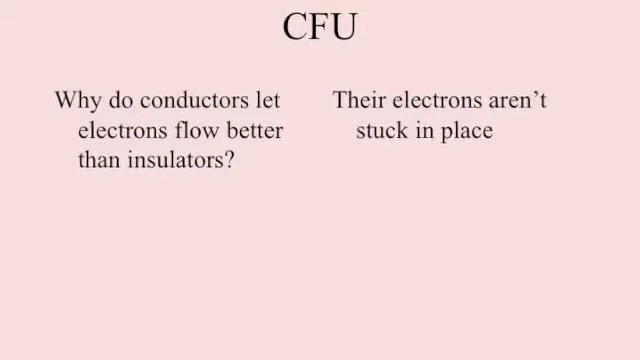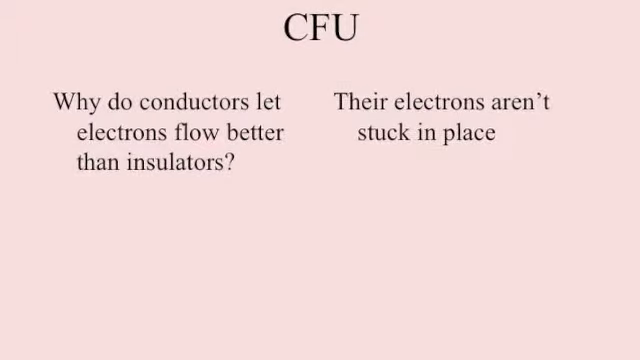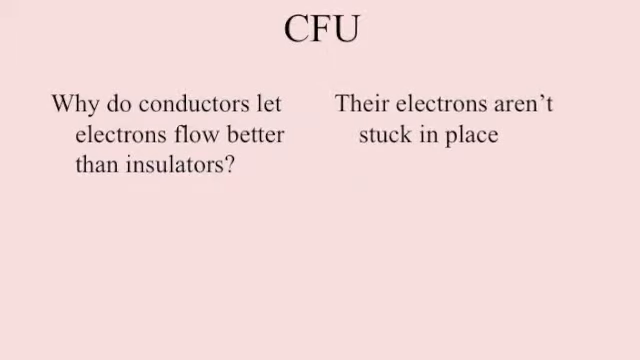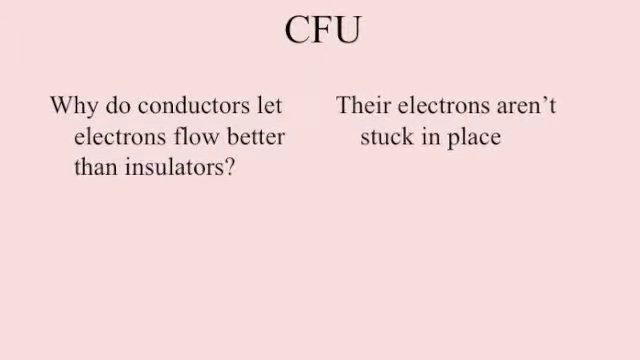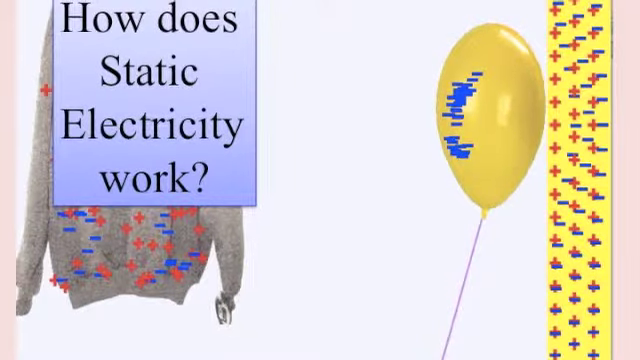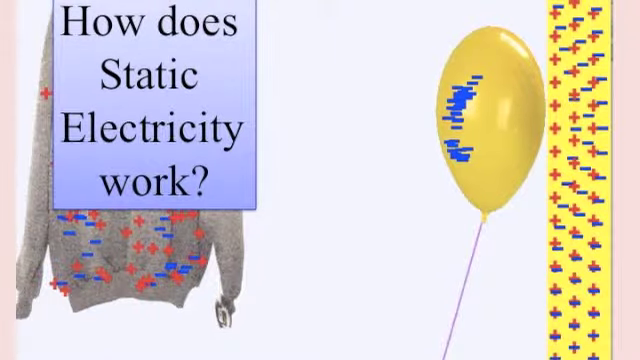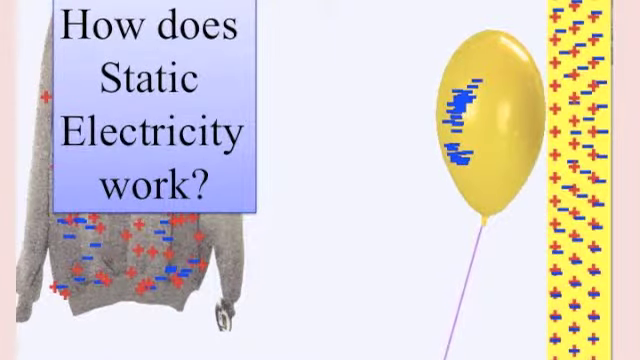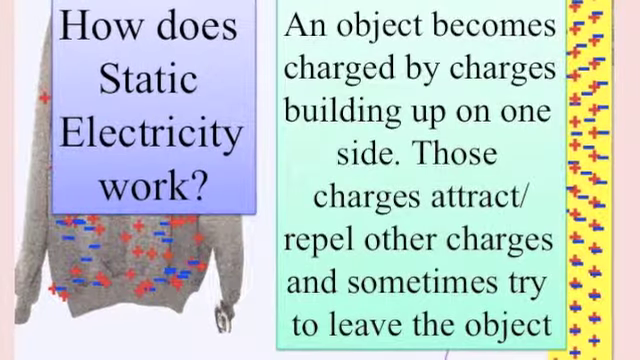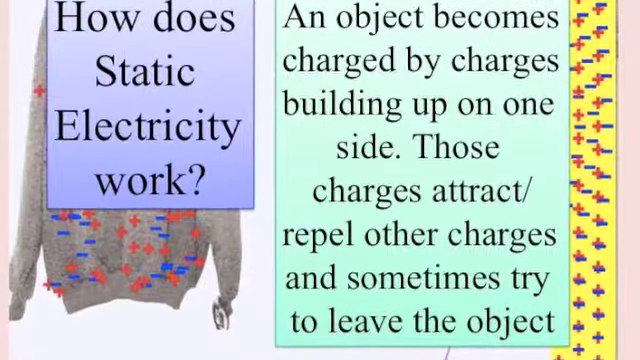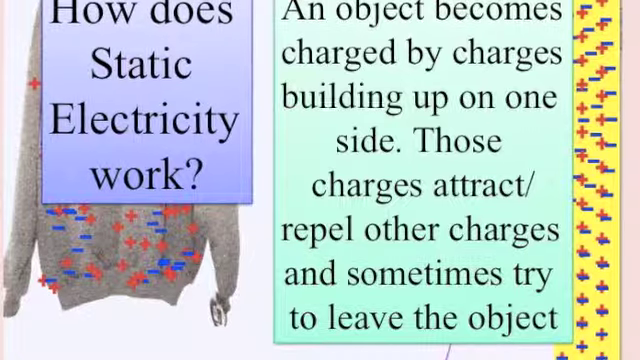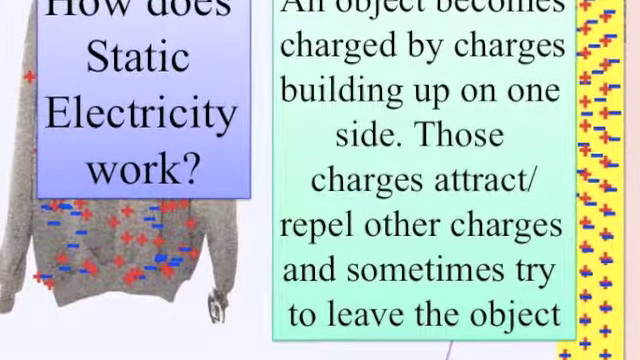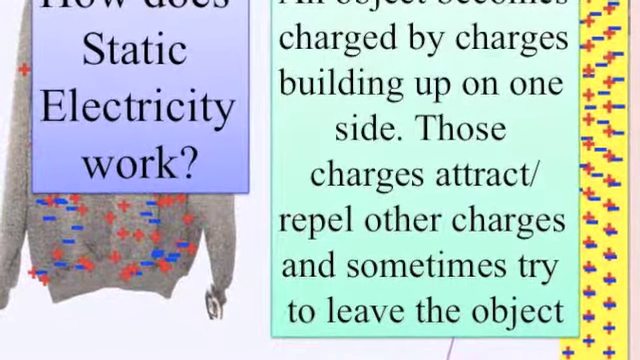So quick check for understanding. Why do conductors let electrons flow better than insulators? If you said it's because their electrons aren't stuck in place, you'd be correct. Another quick check for understanding. How does static electricity work? That's right, an object becomes charged by charges building up on one side. Those charges attract or repel other charges and sometimes try to leave the object.